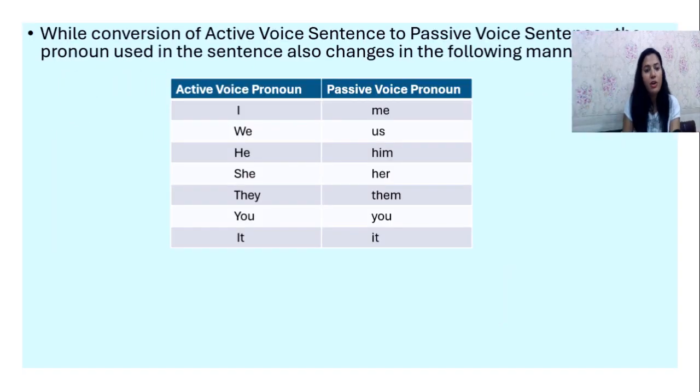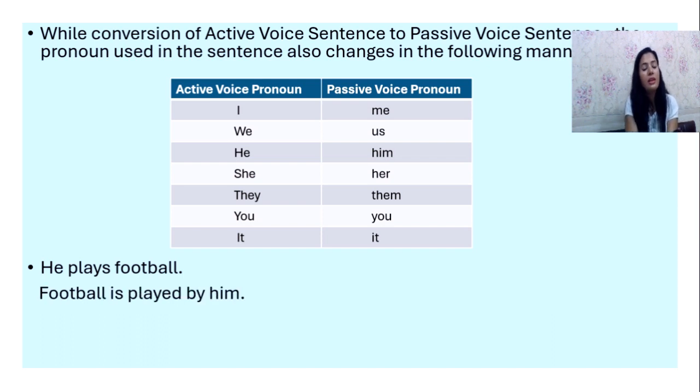Let's talk about the change in pronouns. How we change pronouns when we convert an active into passive.